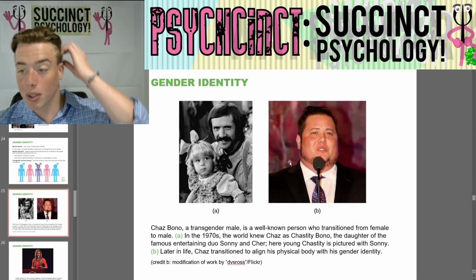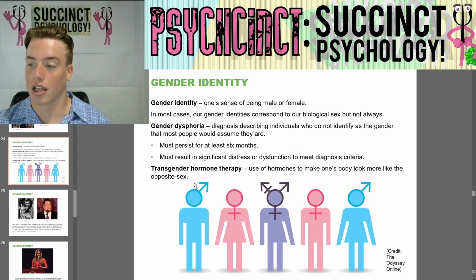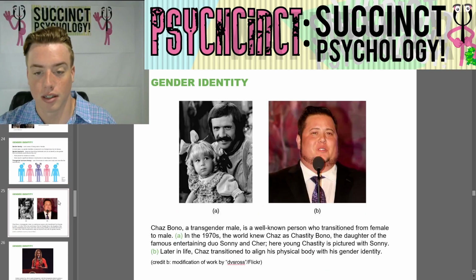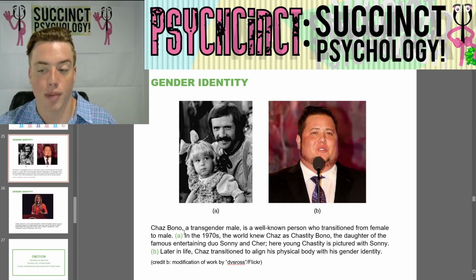Now, transgender hormone therapy is the use of hormones to make one's body look more like the opposite sex. So, continuing, Chaz Bono, a transgender male, is a well-known person who transitioned from female to male.